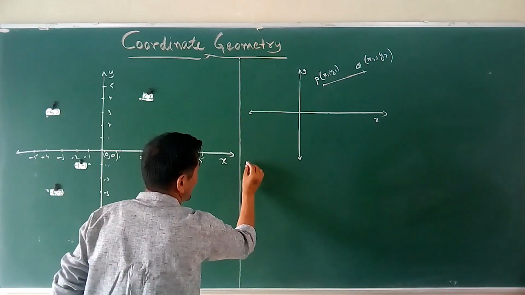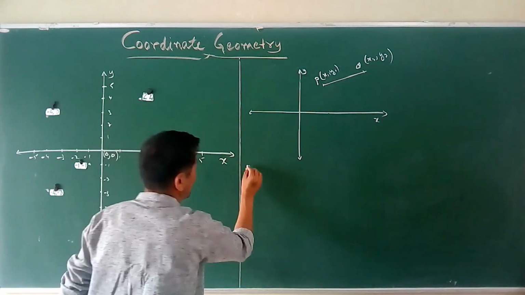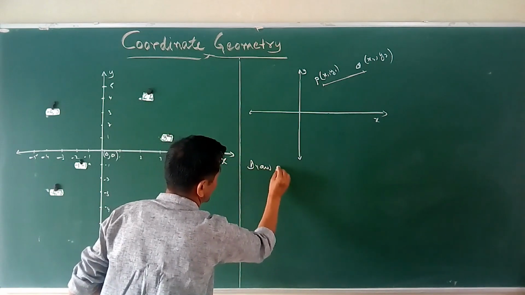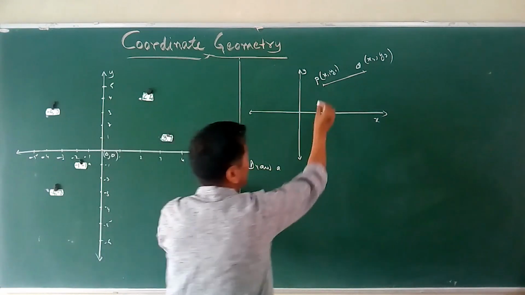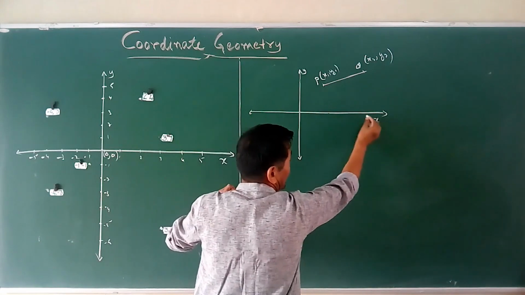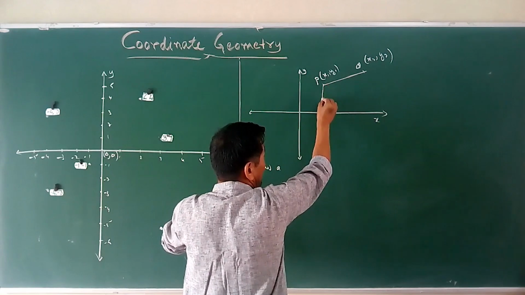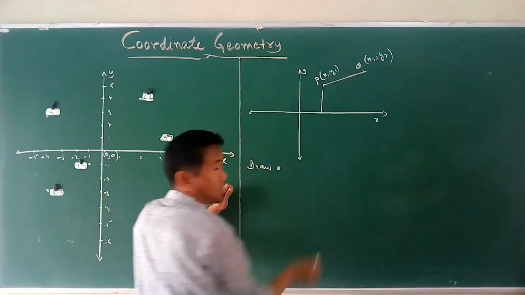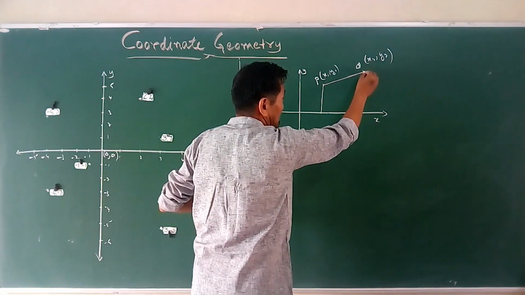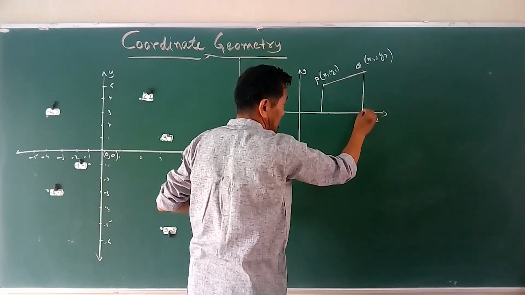So draw a perpendicular to the x-axis. From the point P a perpendicular line, and from Q a perpendicular line.